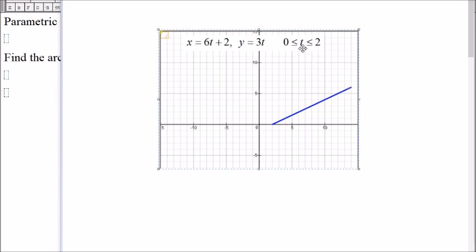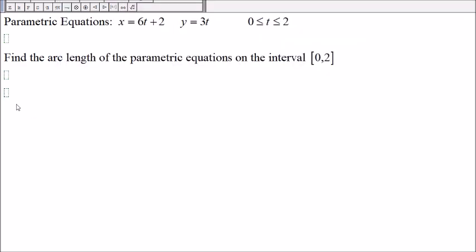So notice when t is 2, then x is 6 times 2 plus 2, which is 14. And when t is 0, x is 2. So that's why on the graph we see that it runs from 2 to 14. And so to get the derivative, first we need dx/dt. So dx/dt is just 6 plus 0, which is 6. And next we need dy/dt, and that's just 3.